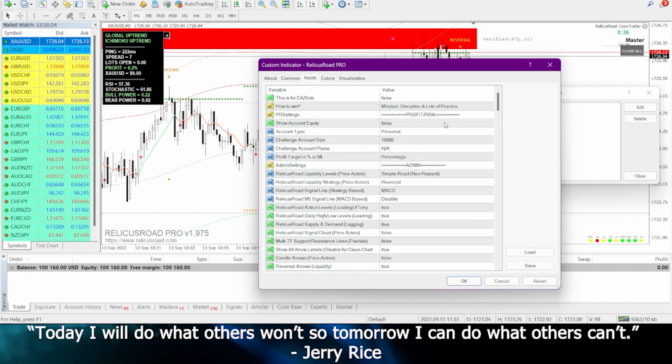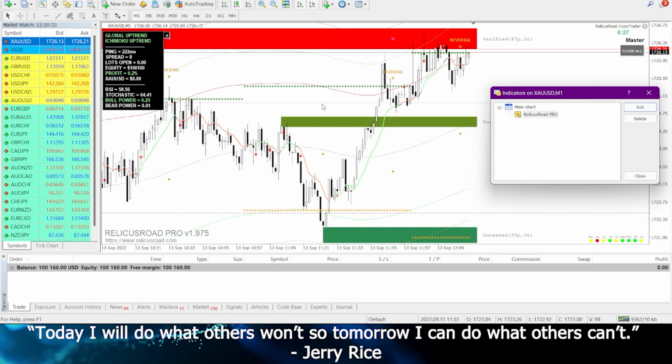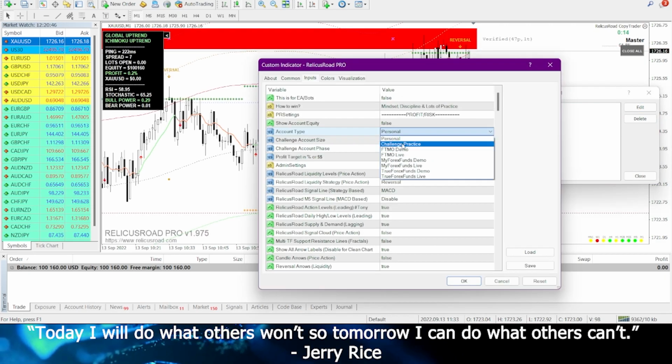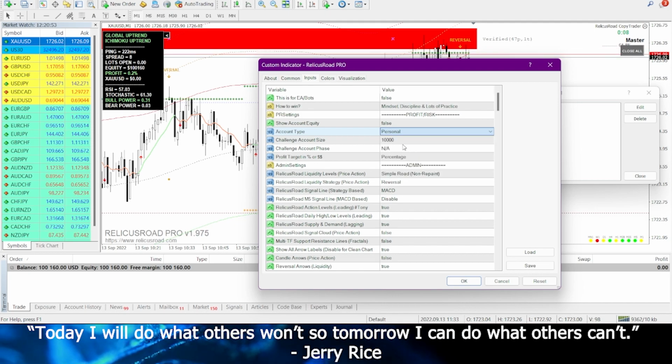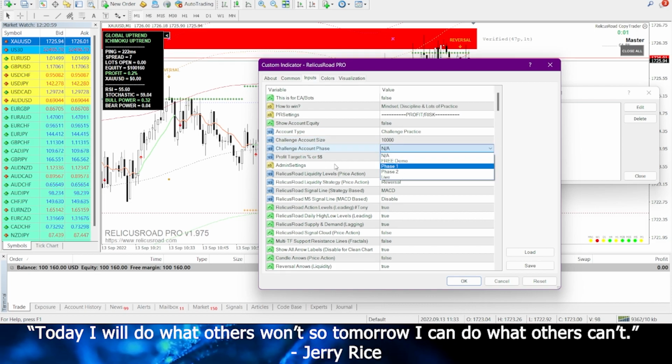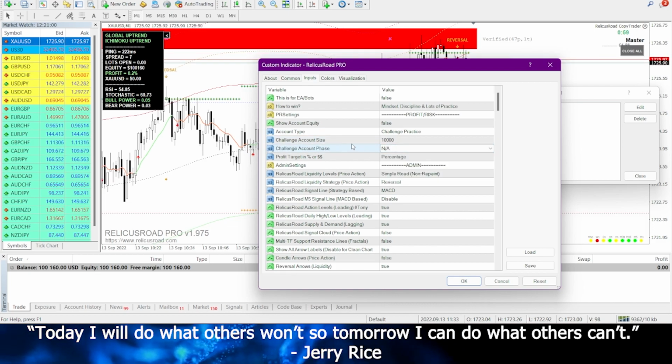So we have the prop firm features. In the prop firm features, I can turn this on and it'll show me the account equity that I have. Right now I have it on personal. I can go to challenge practice. I can just open any broker account and click on challenge practice. I can write my challenge and just select any phase and you can practice. It'll show you all the details here.